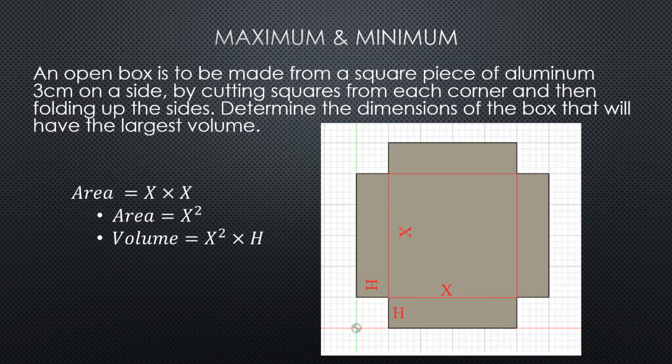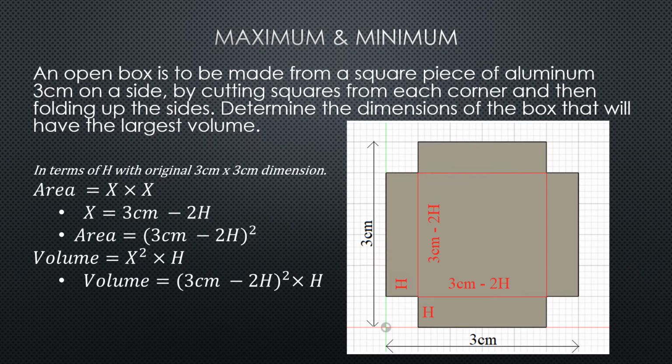So we can simplify this a little bit because the question is telling us that everything's square. So we know that the x and y coordinates are the same. So the area is going to be equal to x times x, or x squared. And now the volume, instead of being x times y times height, is x squared times height. So that simplifies it just a little bit.